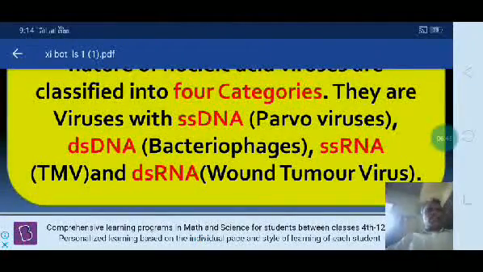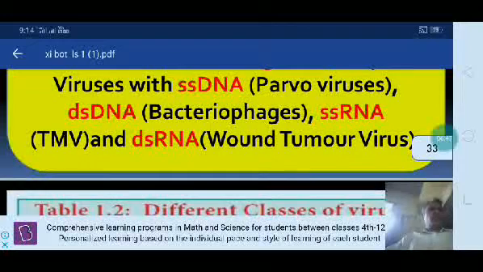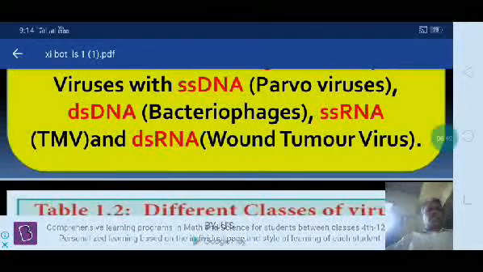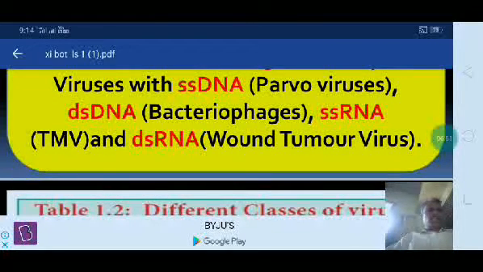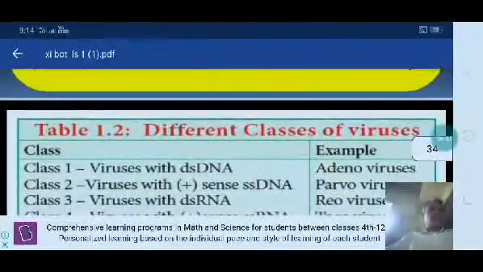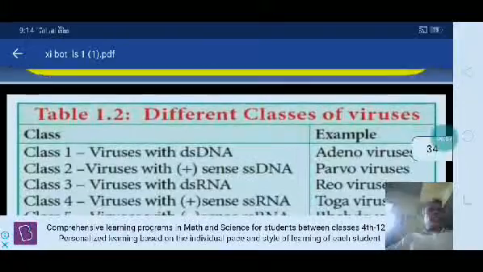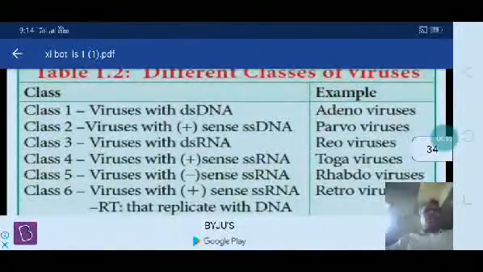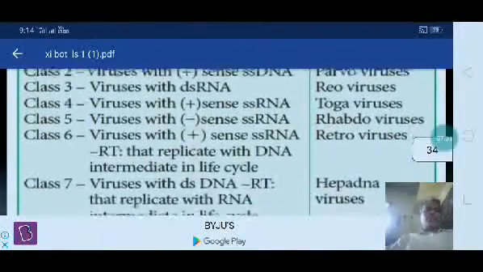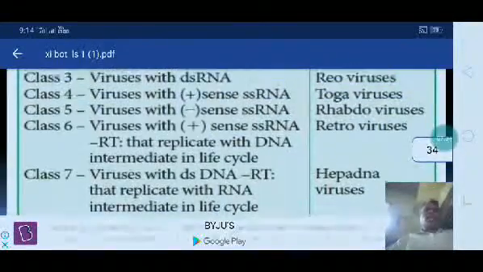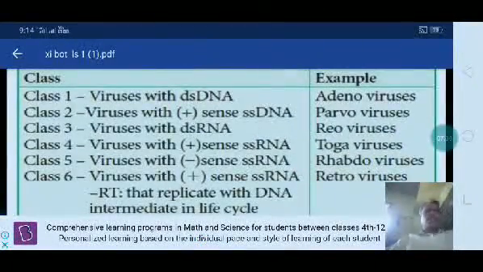They are viruses with single stranded DNA, parvoviruses, double stranded DNA, bacteriophages, single stranded RNA, TMV, and double stranded RNA, wound tumor viruses. We already studied something about the different classes of viruses. You can see class 1, 2, 3, 4, 5, 6, 7. Totally 7 classes are there.